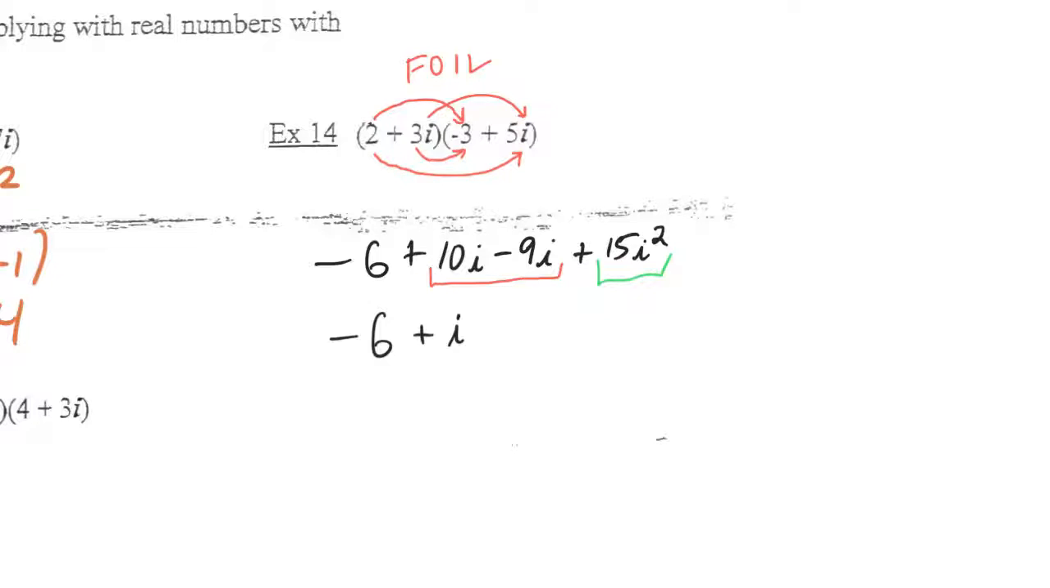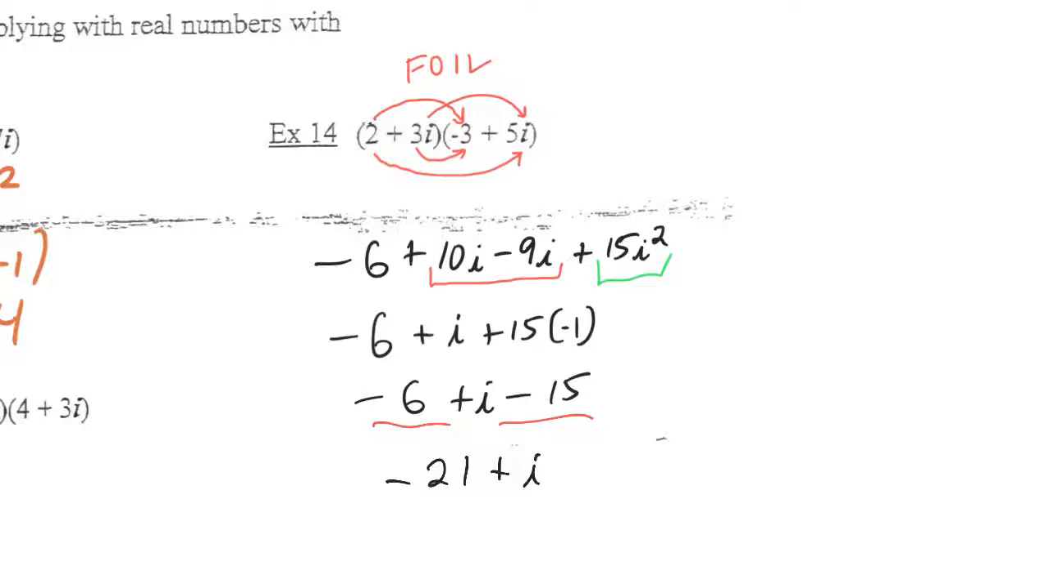And then that 15i squared, we're going to rewrite that as 15 times negative 1. And so if I drop down one more line, I'm going to have this negative 6 plus i, and now minus 15, right? 15 times negative 1 is minus 15. So now, you might see it, we have like terms that we can combine again. The negative 6 and the negative 15, we can put those together, and so we do so. That gives us a negative 21, and then plus i. And that is my final answer.